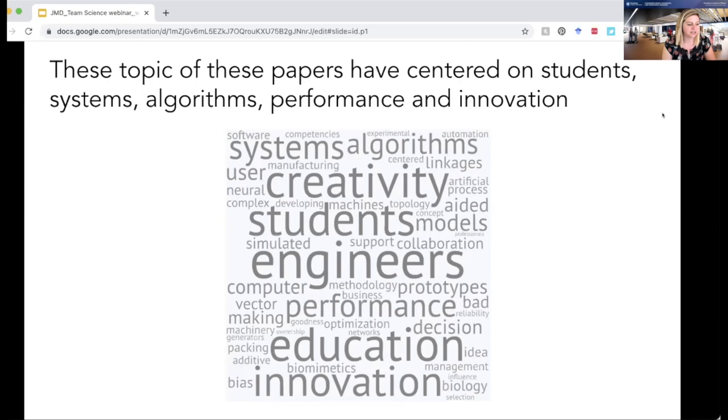So studying real human teams in design education versus simulating teams. What are the implications of that, and how does that factor into the papers and the next areas of research in this field?